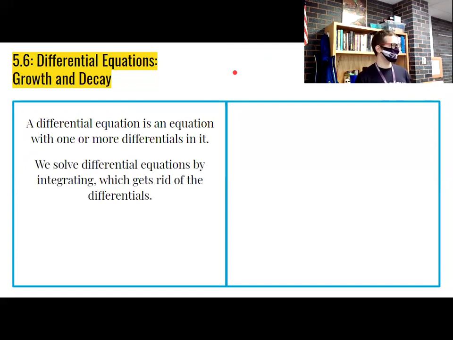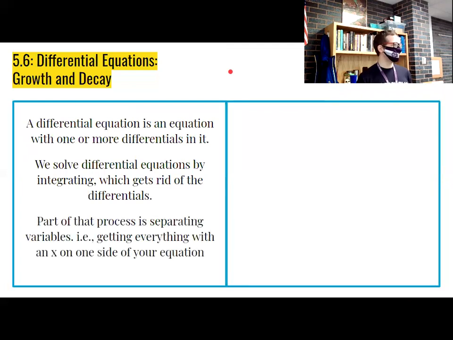So we solve differential equations by integrating, which gets rid of the differentials. So part of that process is separating variables, getting everything with an x on one side of your equation. Again, a differential is like dx or dy, or dt, d theta. Those are all differentials. So in a sense, you've been solving differentials for a long time, since the beginning of chapter 4, really, when we've been doing antiderivatives. It's just the ones we're going to be doing today, we're getting rid of 2 differentials instead of 1. Even then, technically, we're getting rid of 2, but you'll see what I mean.